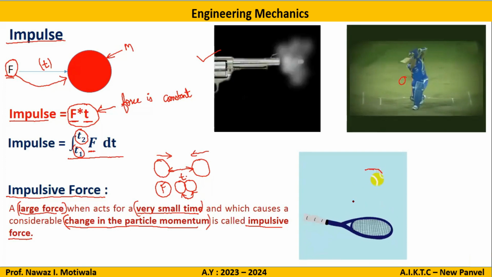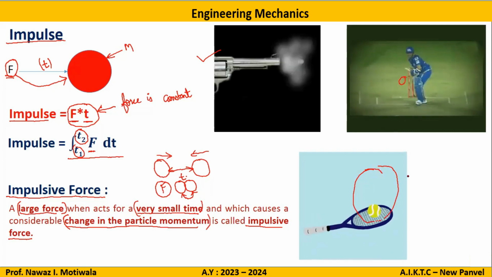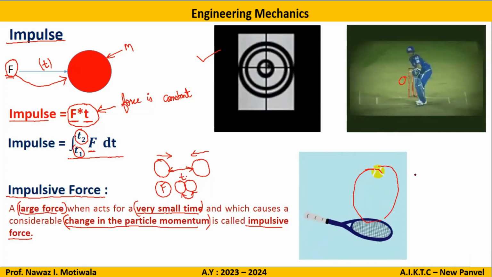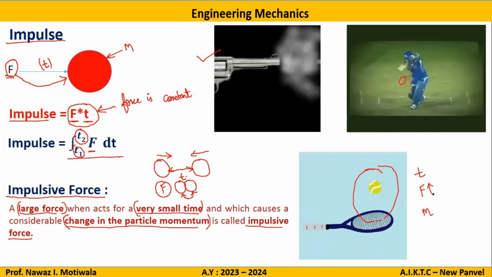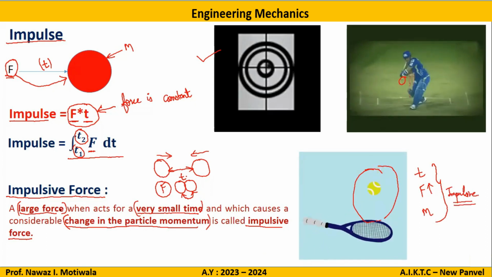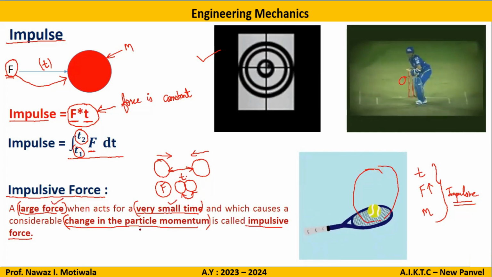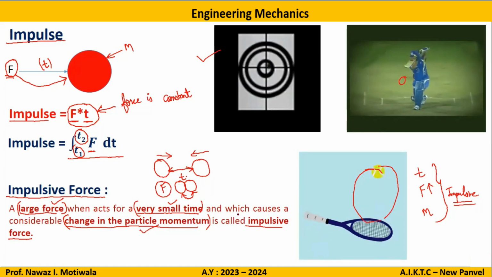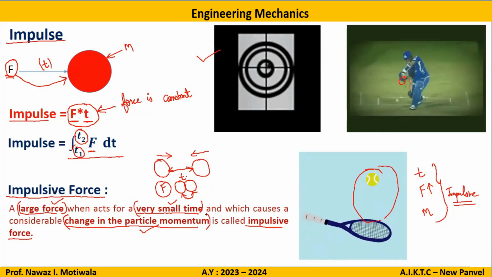And the same case is valid for this tennis game, wherein again the player plays a shot, the contact between the bat and the ball is for very little time, force is very high, and it changes the momentum of the body. Hence we can say that it is nothing but the impulsive force. So for impulsive force, again I repeat, the three main things are: when a large force acts for a very small time and causes a change in particle momentum, then it will be known as the impulsive force. So this completes the first part of this topic, that is impulse.